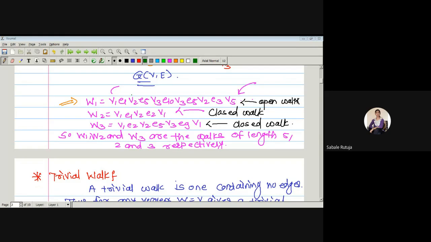Edges are not defined. Edges are not distinct. Which edge is repeated? Edge E5 is repeated, so this one is not a trail. Not a trail. What about W2?